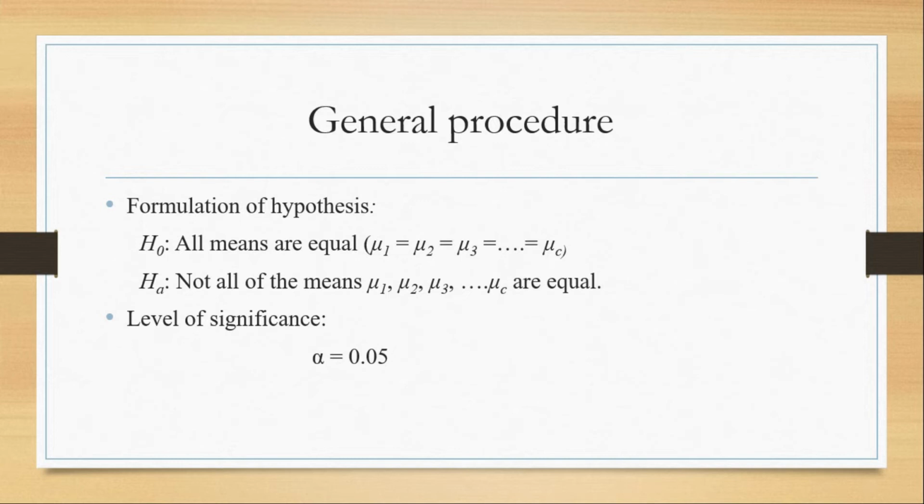Now here the groups we have to test are more than 2, so the number of means depends upon the number of groups. So we assume that all the groups have the same means, or all means are equal, and the alternative hypothesis is that not all the means are equal, with the level of significance equal to 0.05.